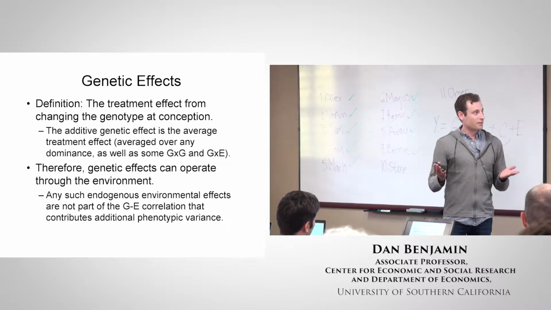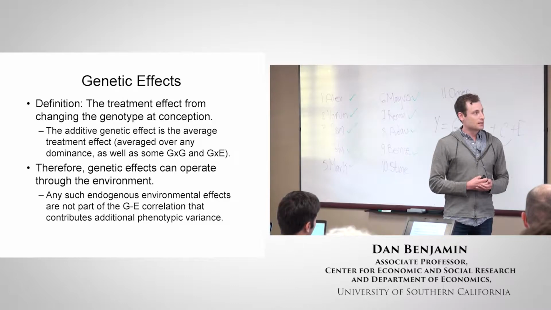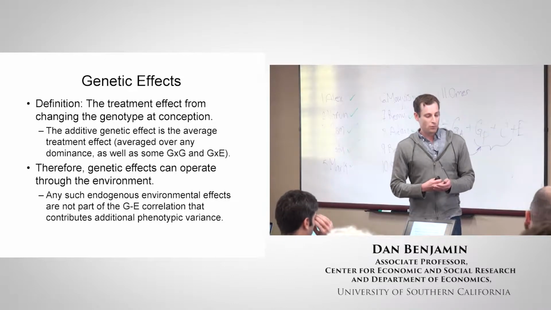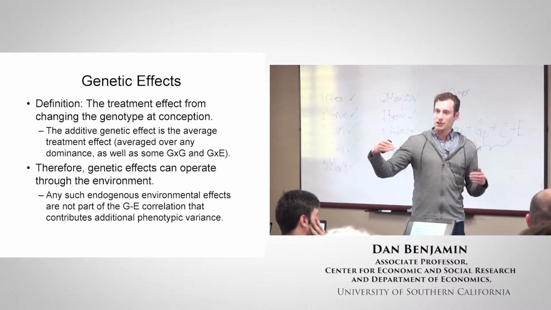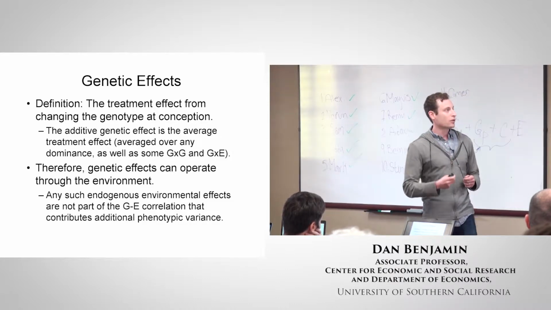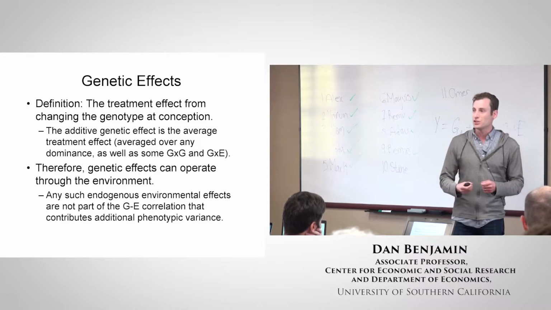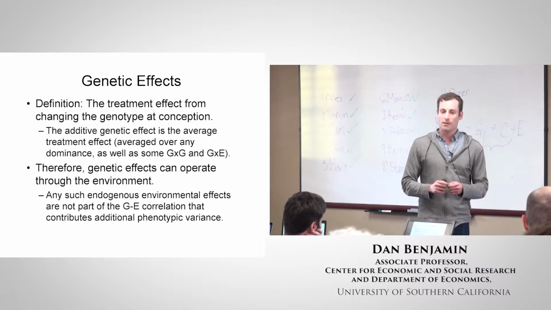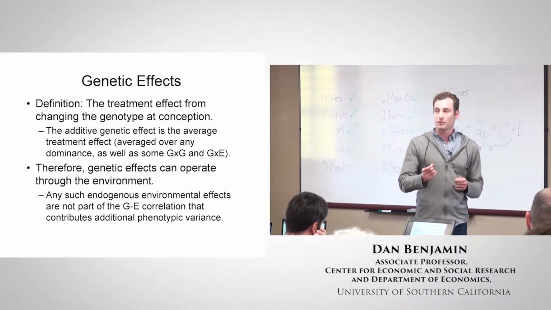The additive genetic effect is when we take the linear projection, so we're getting the average effect averaged over any kind of dominance effects, or G by G effects, or G by E effects. And so you should think of it as an average treatment effect.